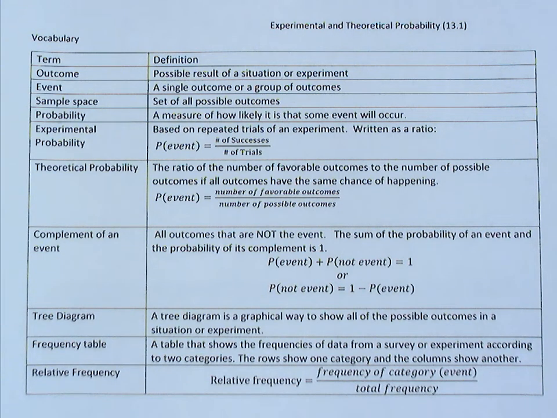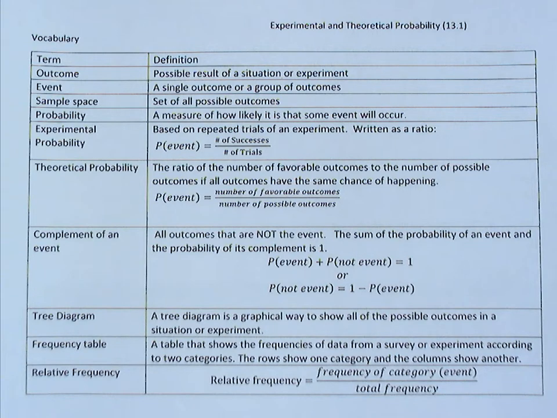We are starting a unit on probability. Today we're going to look at experimental and theoretical probability. There's a lot of vocabulary, so some of it is listed here. An outcome is our first term, and that's the possible result of a situation or experiment.